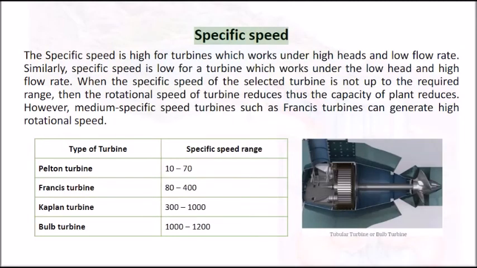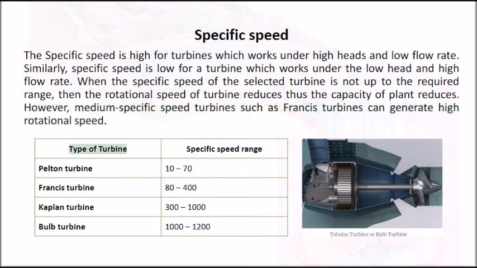Specific speed. The specific speed is high for turbines which work under high heads and low flow rate. Similarly, specific speed is low for a turbine which works under low head and high flow rate. When the specific speed of the selected turbine is not up to the required range, then the rotational speed of the turbine reduces, thus the capacity of the plant reduces. However, medium specific speed turbines such as Francis turbines can generate high rotational speed.